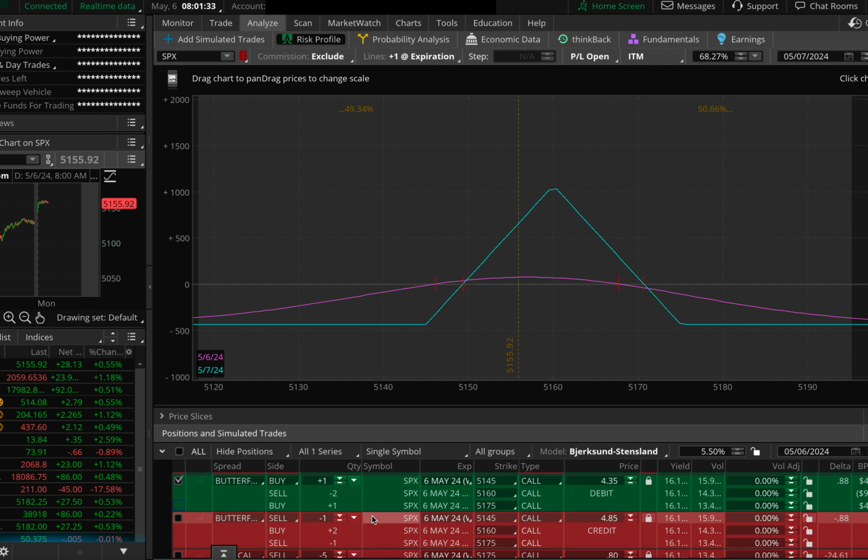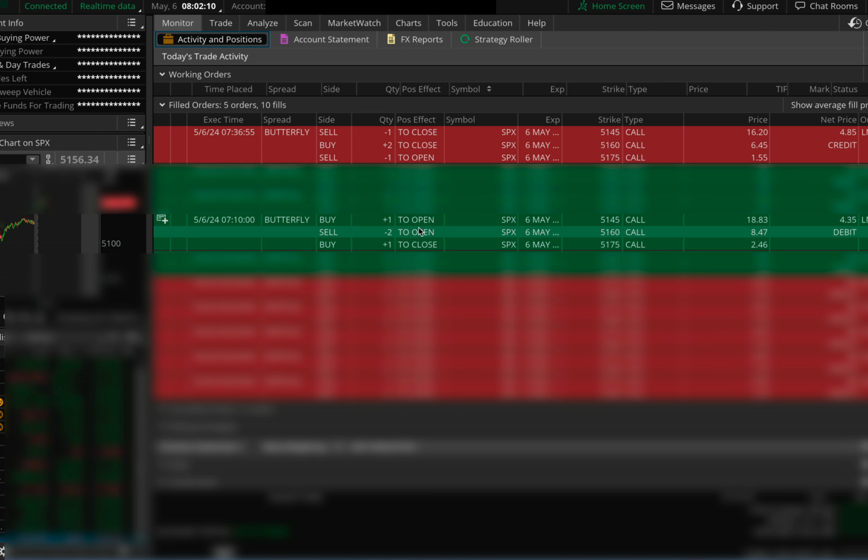The trades that we did was right here. I entered this one. This is live money. I entered it at 4.35 at 7:10. And then you can see here is the exit order. As soon as I put that trade on, it was filled. Right away, I set an automatic exit profit-taking order to grab my $50 when it hit that level. And so this was filled at 7:36.